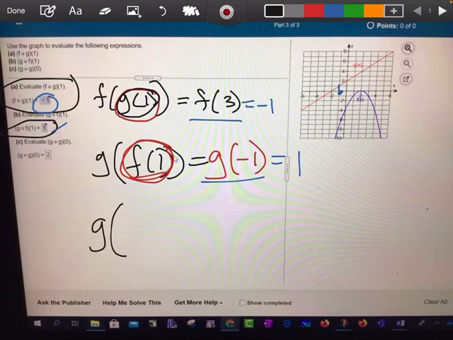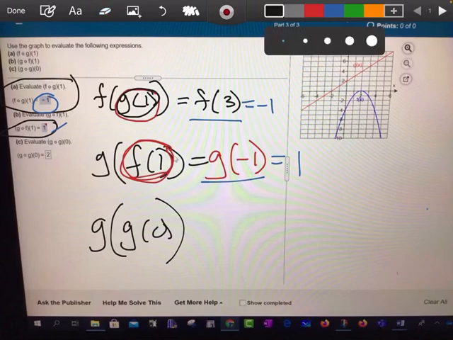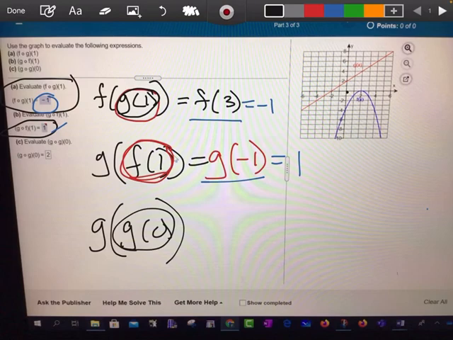Now we're going to do this a third time. We're going to find g of 0, okay? So don't worry that there's two g's. That's just how the problem is done. So g of 0, I'm going to come to the x-axis when x equals 0, and I'm going to go up till I hit my g graph. Oh, we got to move up 2 spaces, okay?